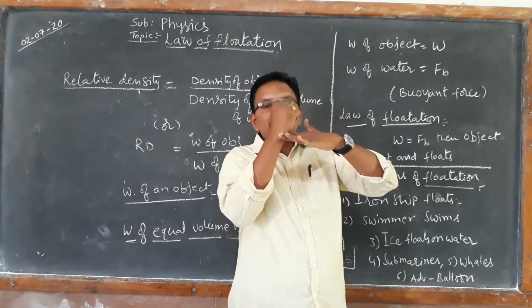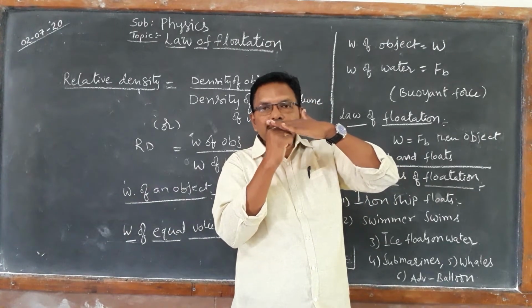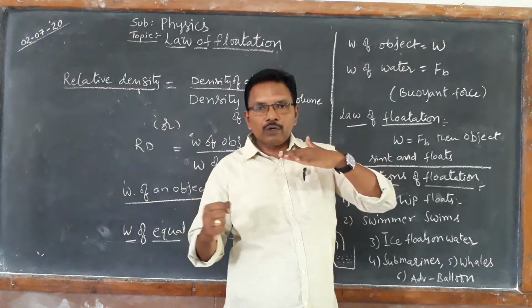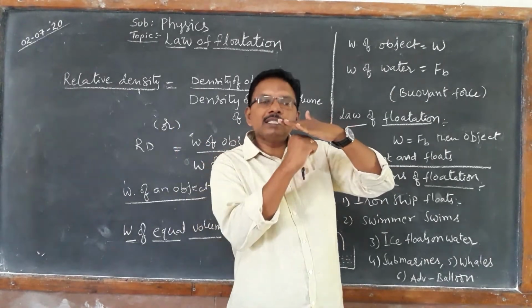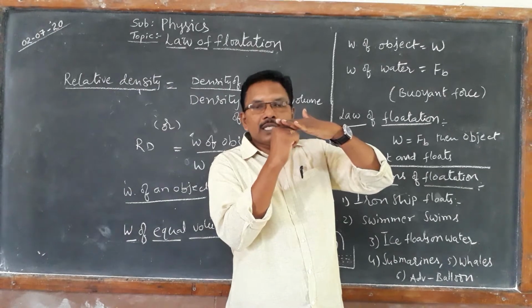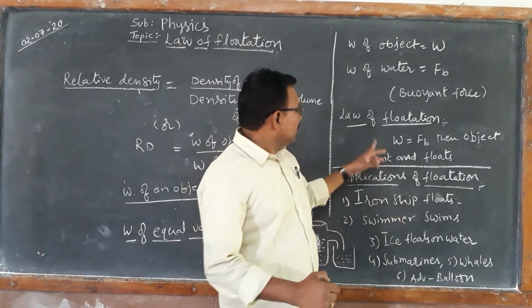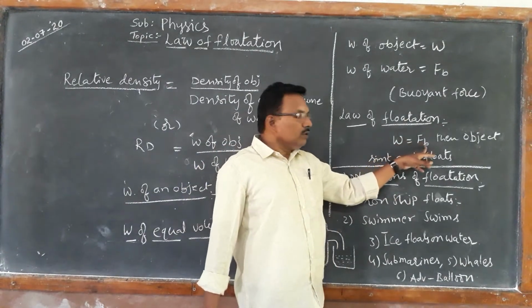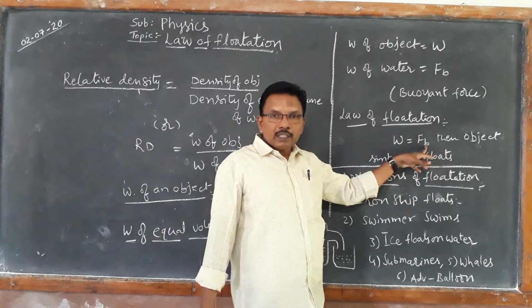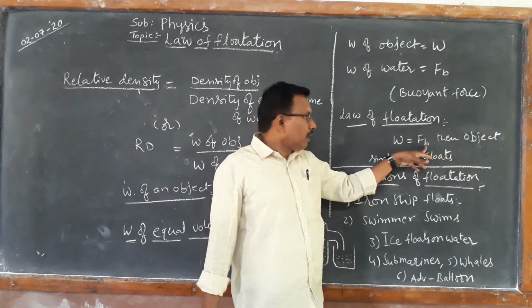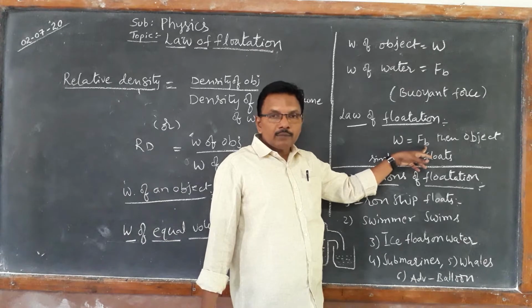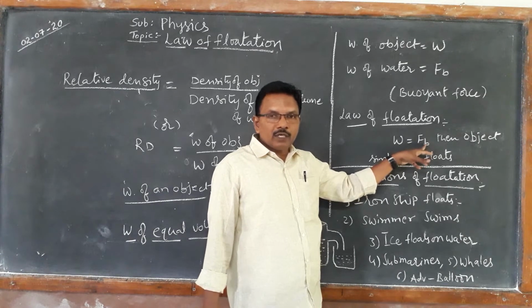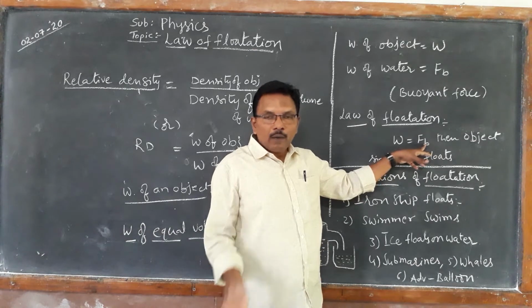The object sinks under the surface of the water and floats. It does not sink completely, just under the surface it sinks and floats. So here the weight of the object is equal to the weight of the equal volume of water, or we can say the buoyant force, which is the upward force.